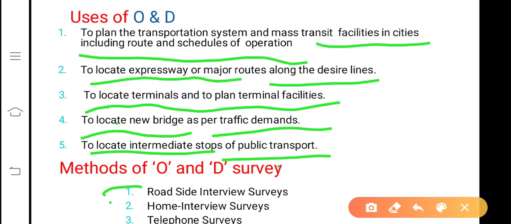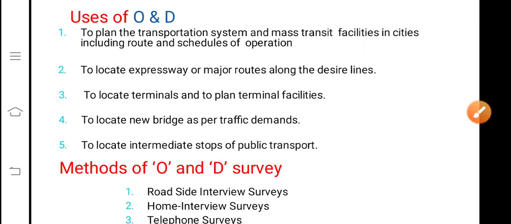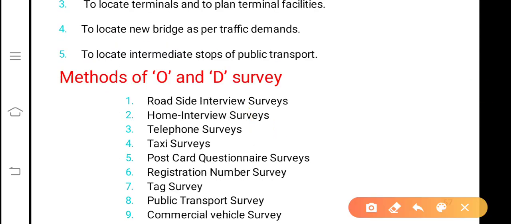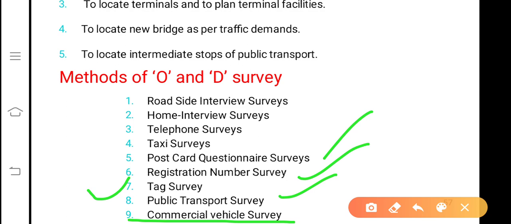Roadside interview surveys, home interview surveys, telephone surveys, postcard questionnaire surveys, registration number surveys, tag surveys, public transport survey, commercial vehicle survey. There are eight to nine different means by which the OD survey can be conducted.